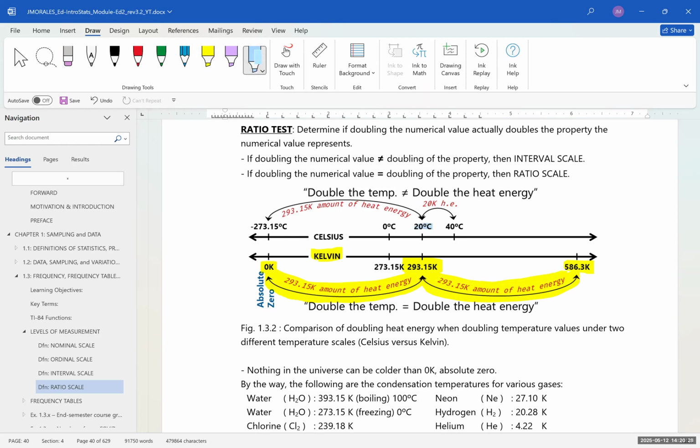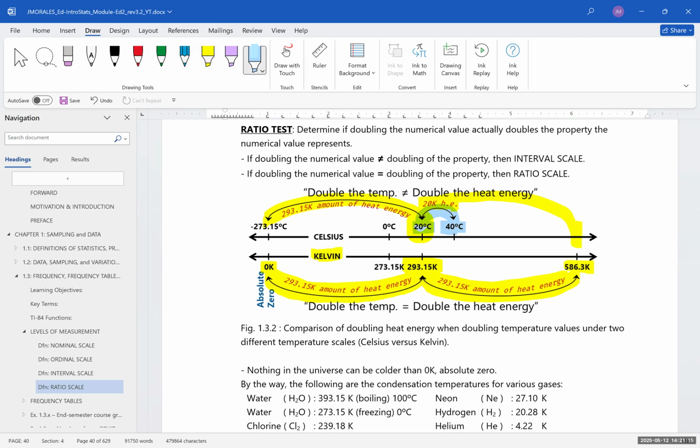So if we take 293.15 and double it, that doubling does represent a doubling of the heat energy. By contrast, if we measured something to be 20 degrees Celsius and we double that temperature from 20 to 40, that actually only represents 20 degrees Kelvin of heat energy increase. It doesn't really represent a doubling of the thermal energy, because the thermal energy to get to 20 degrees centigrade is 293.15 degrees Kelvin of heat energy. To actually double the heat energy that 20 degrees Celsius represents, we would have to double it way up here.